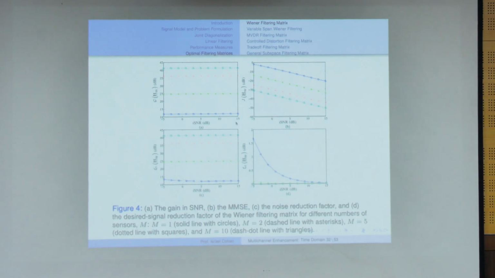A question. Suppose that the interference comes from 90 degrees. Both the desired signal and the interference come from 90 degrees. What do you think?